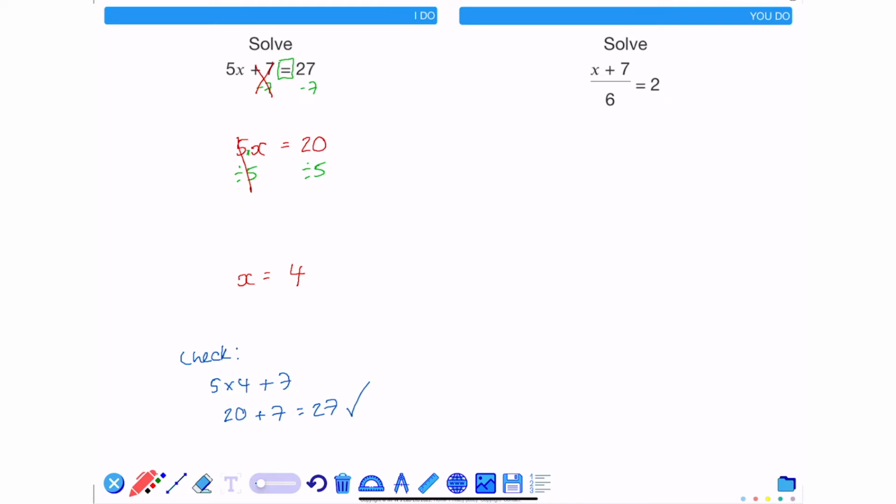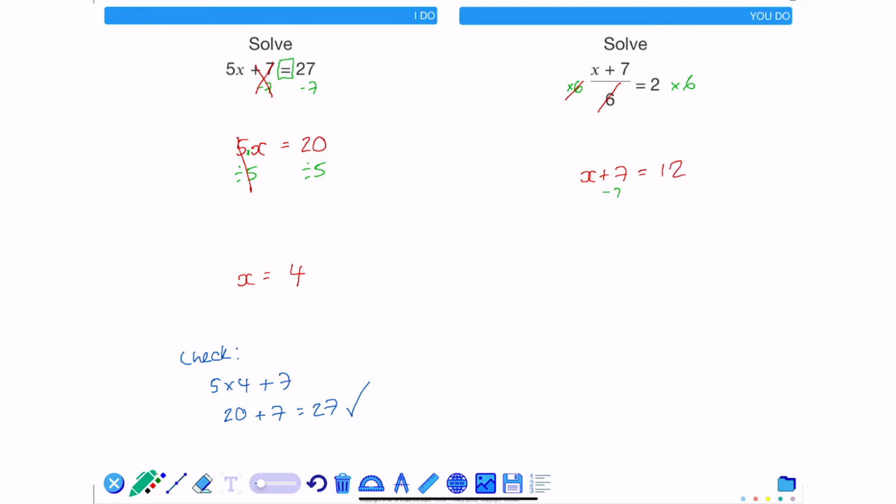So with this question, I've got x add 7, all divided by 6 is equal to 2. If I can work out what x plus 7 is, that will remove the fraction. To remove divide by 6, multiply by 6. Whatever I do to one side, I do to the other. 6 divided by 6 is 1, so I've got one lot of x plus 7. And on the right hand side of my equal sign, 2 times 6 is equal to 12.